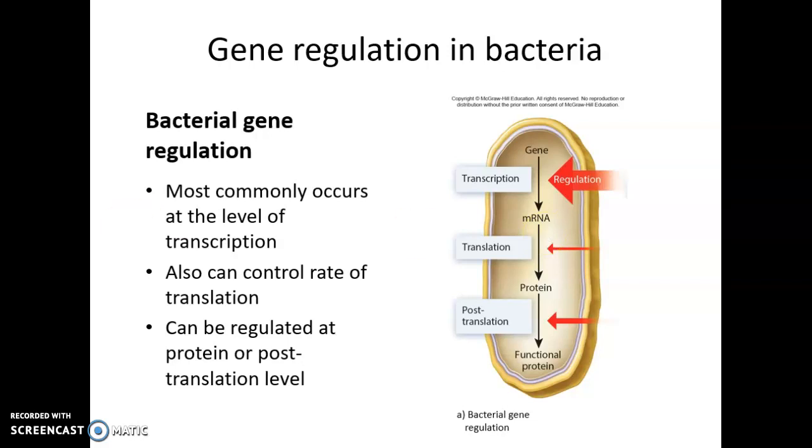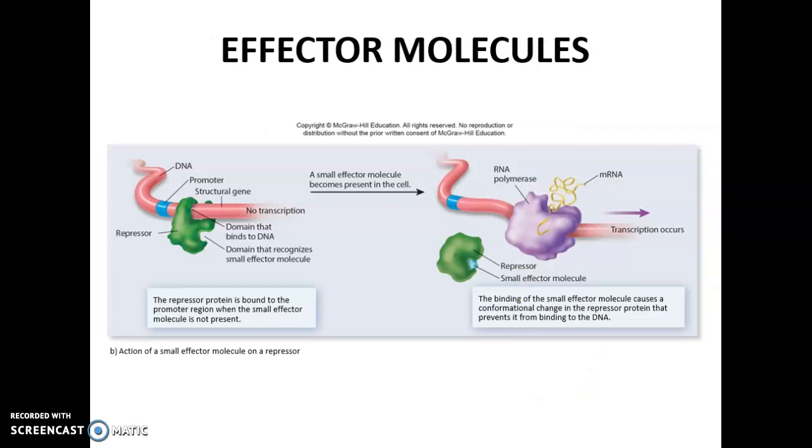These bacterial cells have molecules such as repressors. Repressors bind to the gene or a part of the gene or a place near the gene, I should say, and they prevent RNA polymerase from getting in there to the promoter and getting to the gene. And so repressors do not allow transcription to occur.